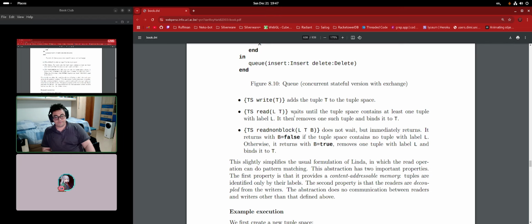Anyway, so you have these three operations: add something to the tuple space, blocking read, where you are looking for this label, and if it exists, you are removing it and binding it, and read non-block. I should mention that all of these are atomic. Read non-block is a synchronous read, which means that we're just going to proceed.